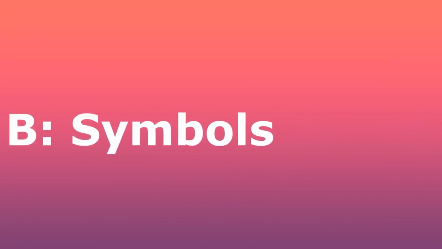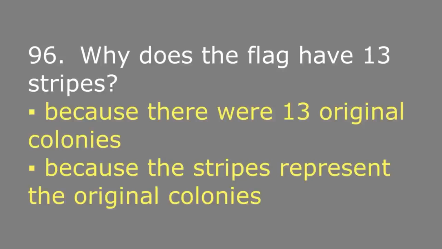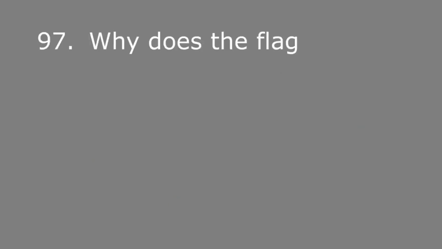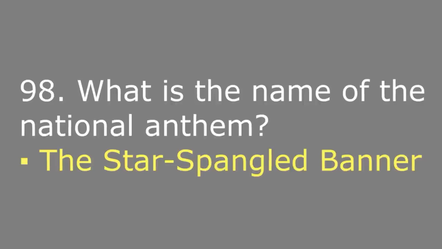Symbols. Why does the flag have 13 stripes? Because there were 13 original colonies. Because the stripes represent the original colonies. Why does the flag have 50 stars? Because there is one star for each state. Because each star represents a state. Because there are 50 states. What is the name of the national anthem? The Star-Spangled Banner.